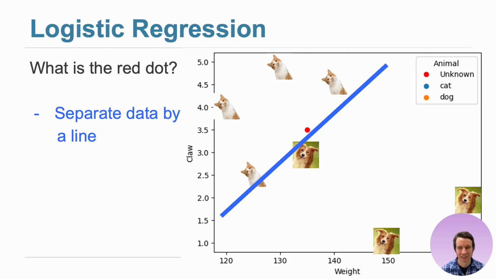In this case, if you would have a line separating the data like this, the red unknown animal would be classified as a cat. Here one has to be careful. We'll see that separating the data by a line is not always possible.